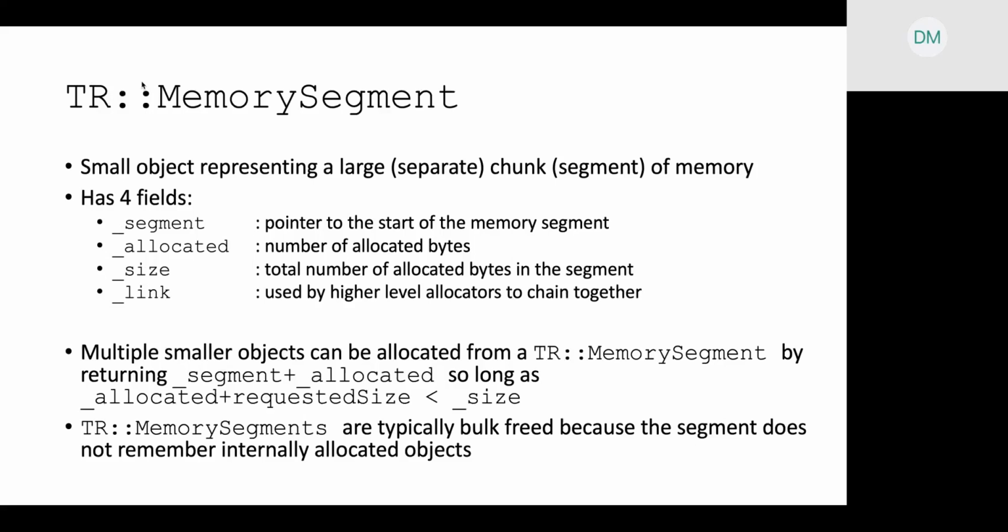A memory segment is a way of taking a larger chunk of memory and parceling it up into smaller chunks. You can do that by just handing back a pointer, taking the segment and adding the allocated amount, as long as the requested size doesn't exceed the size of the full segment. And then these TR::MemorySegments are typically bulk freed, because the segment doesn't have any notion of where the internal objects are, so it doesn't have a way of individually freeing what you've done.